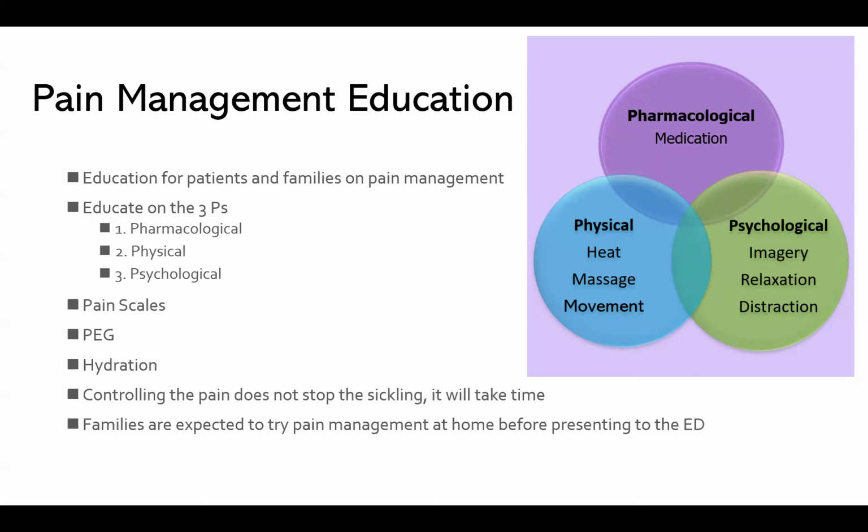We review a lot about how to use pain scales with our parents. So depending on the patient's age, it could be the FACES scale versus the numeric scale. With the amount of narcotics that we give for sickle pain, patients should be taking PEG daily to prevent constipation. We're always emphasizing hydration even when the patients are well, because simple dehydration can cause you to sickle a bit more. For our emergency departments, they do expect our patients to try some kind of oral pain management at home before presenting to the emergency department.